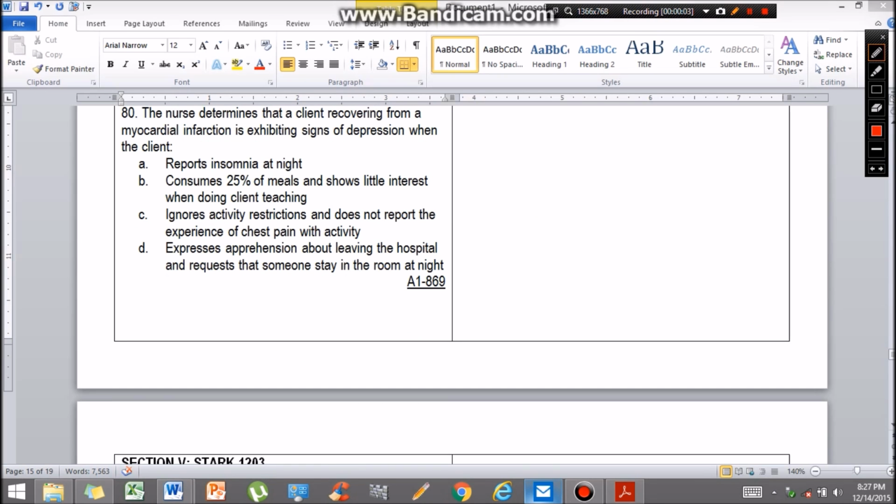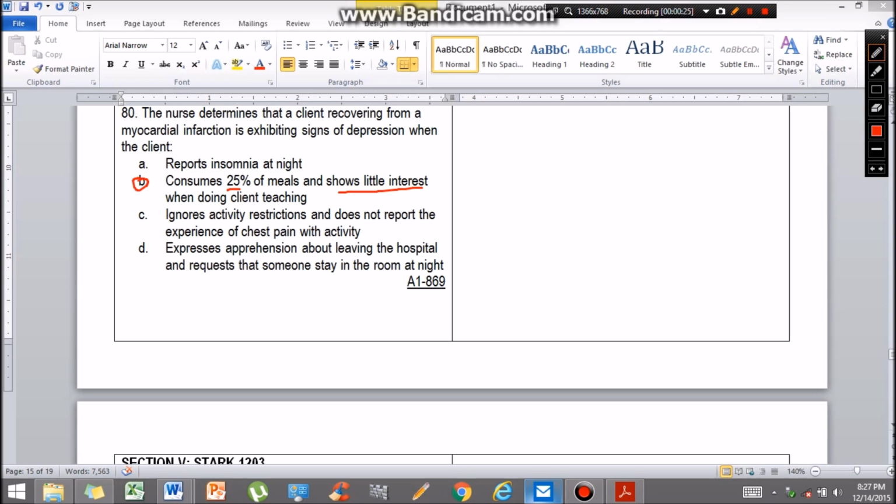the nurse determined that a client recovering from a myocardial infarction is exhibiting signs of depression when the client A. reports insomnia at night, B. consumes 25% of meal and shows little interest in doing plant teaching, C. ignores activity restriction and does not report the experience of chest pain, or D. expresses apprehension about leaving the hospital.